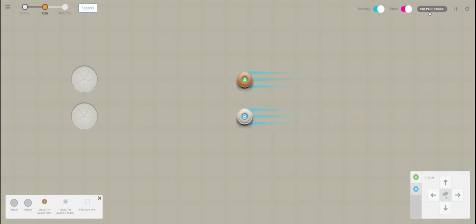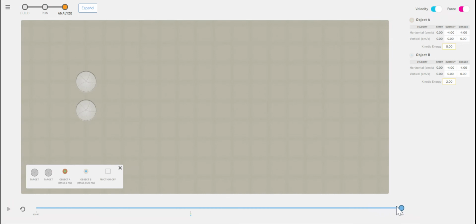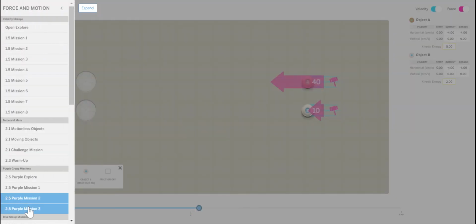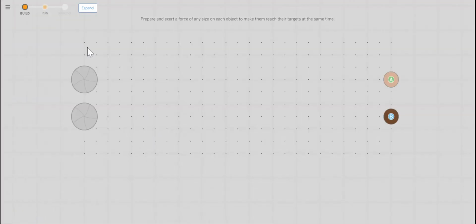So even though they had a much different force, they're traveling at the same velocity because they had a different sized mass. So this is for mission 2. A had 40 and B had 10 to the left.